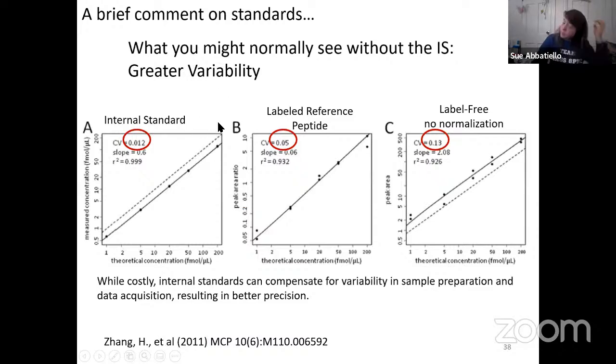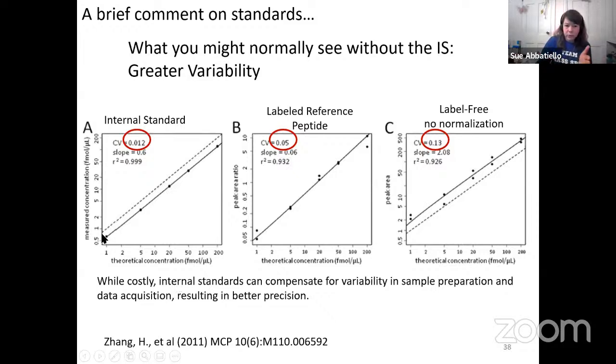Here, one question people may have is, I don't want to generate individual internal standards for all of my peptides because it's expensive. And so if we take a step back and look at the impact of having an internal standard versus label free, and then an intermediate, which is called a labeled reference peptide option. So this was a response curve that was generated.